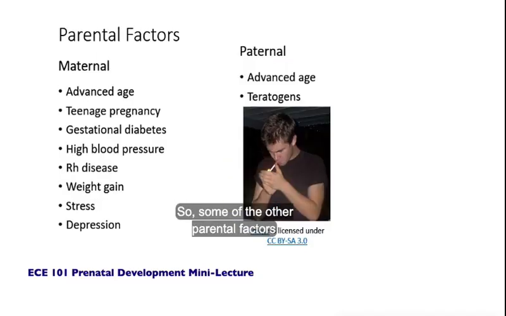So, some of the other parental factors that can influence prenatal development. Let's look at mom first, or the maternal. Age is important. When you reach 35, you're considered of advanced maternal age, and you are more likely to have certain issues, including issues with fertility, high blood pressure, diabetes, miscarriage, placenta previa, needing a C-section, having a premature baby, or experiencing a stillbirth, or different genetic disorders or birth defects.